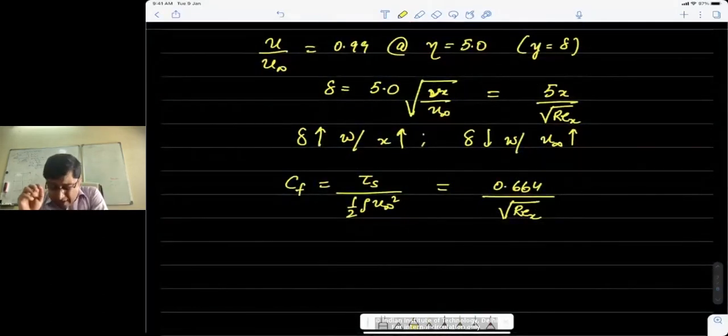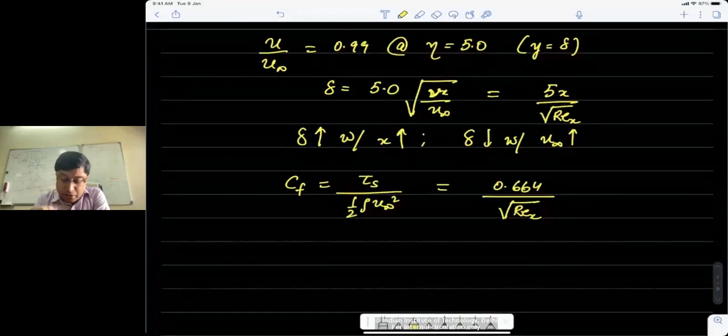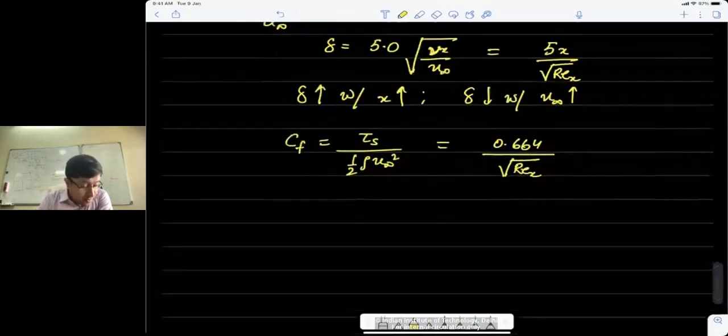You may have probably done this in fluid mechanics, but I was reading a few comments today in the mid-semester feedback. It seems like boundary layers was not covered, but I'm not sure whether this was also ignored. This is an important aspect. So you may have seen the skin friction coefficient as given by this equation, but it comes through the Blasius solution.